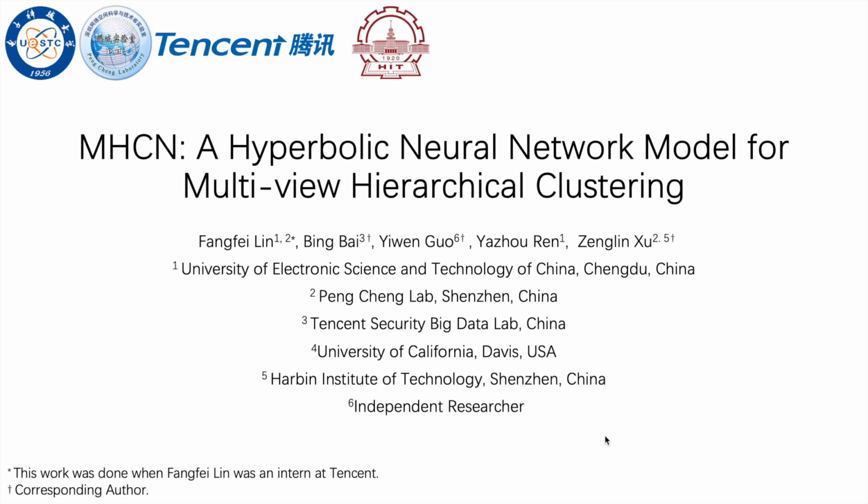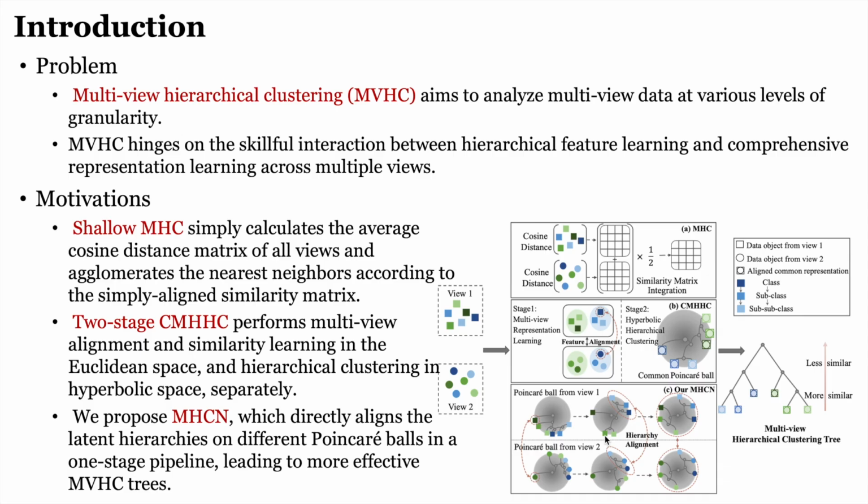Today I am going to talk about our work MHCN, namely, a hyperbolic neural network model for multi-view hierarchical clustering. The multi-view hierarchical clustering problem aims to analyze multi-view data at various levels of granularity. This problem hinges on the skillful interaction between hierarchical feature learning and comprehensive representation learning across multiple views.